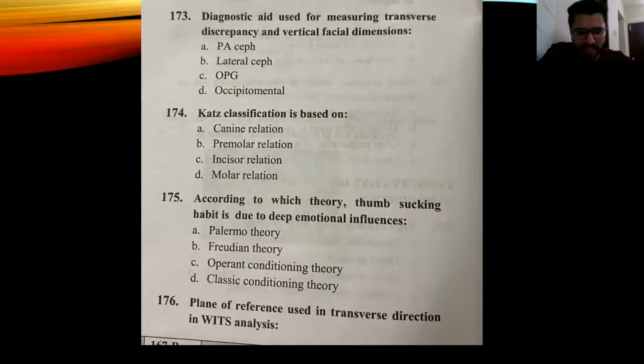So next is, according to which theory is thumb sucking habit due to deep emotional influences? Palermo theory, Freudian theory, operant conditioning, classic conditioning. Where is the deep emotional influence mentally when the child is affected? What is the Freudian theory? Sigmund Freud gave what theory? Come on, type quick.